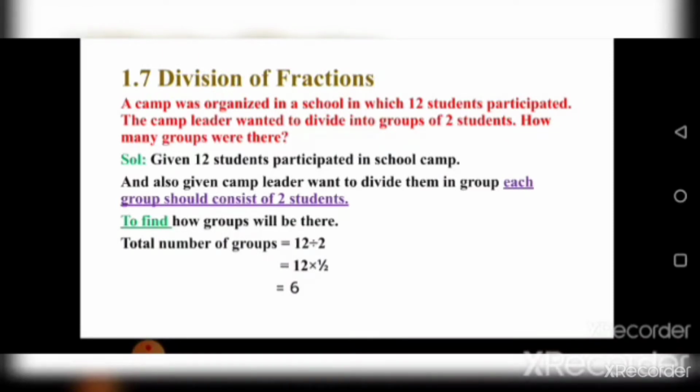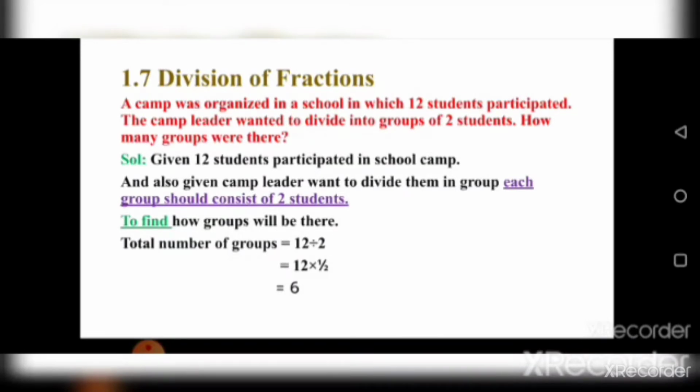So, solution: given, 12 students participated in the school camp. Also given, the camp leader wanted to divide them into groups, and each group consists of 2 students. What to find out: how many groups will be there? So the total number of groups is equal to the number of students, 12, divided by the number in each group, 2. So 12 divided by 2.